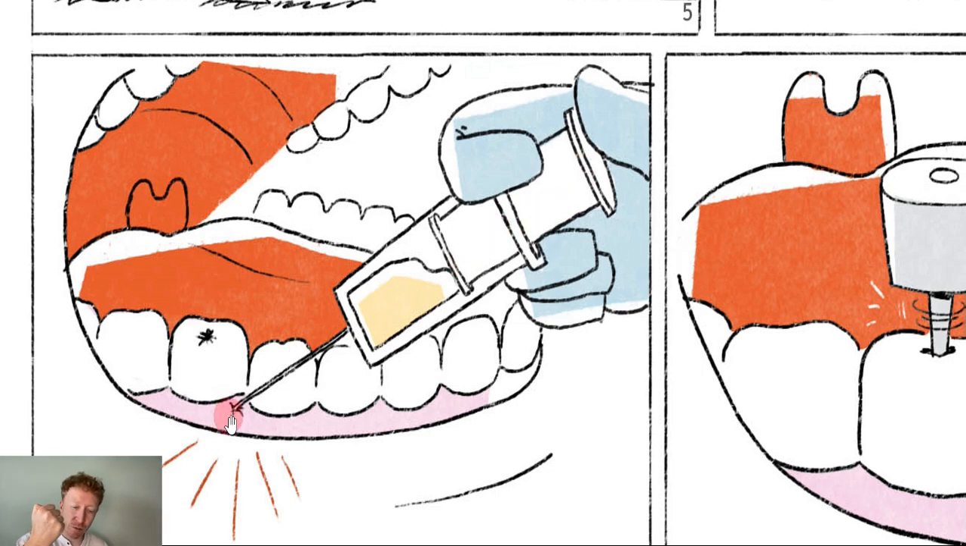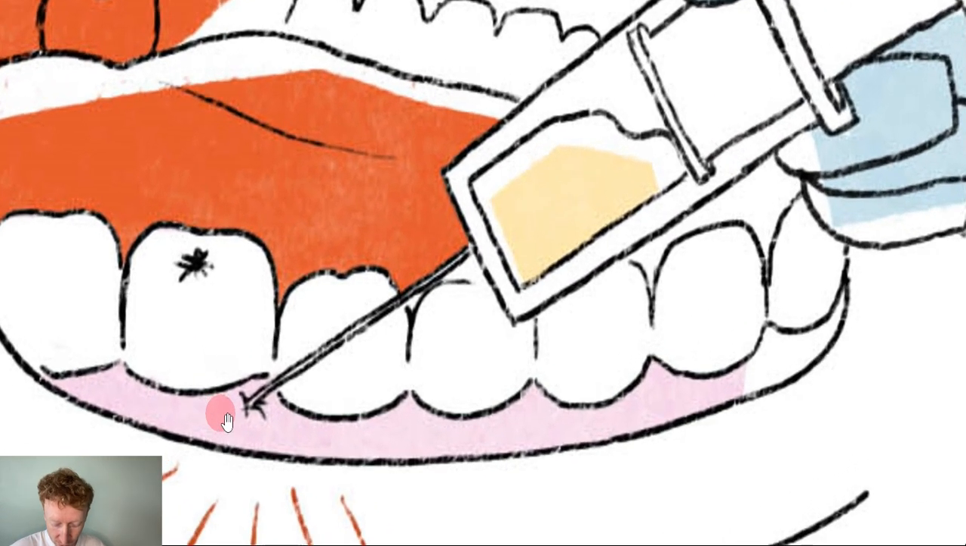He injects it with the syringe into here. He injects it into the man's gum. So this pink area here, this is the gum, okay? Everybody, the gum is just next to the teeth. Just below the teeth here is the gum. So the dentist is going to inject this liquid into the gum next to the tooth, which has a hole in it.